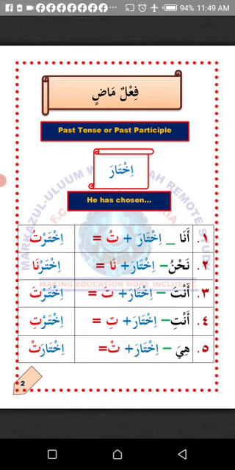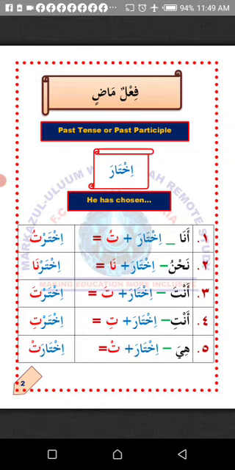Arba, number 4. Anti, you, representing a single female person. So how do we change the verb ikhtara to suit anti? All you need to do is to attach ta'un carrying kasra to the last letter. Then you give sukun to the letter before it. So the verb ikhtara will now become ikhtarti, which means you have chosen, talking to a single female person.